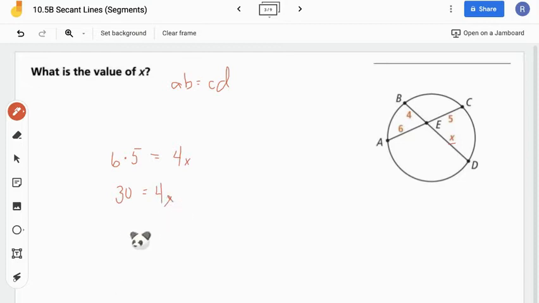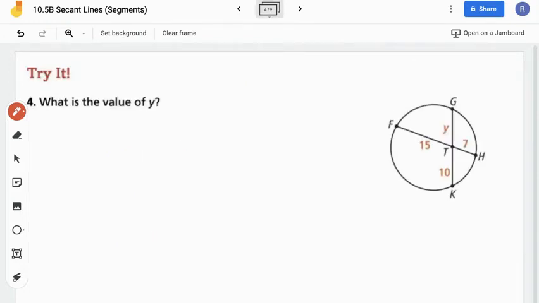Okay, I divide that on both sides, and we would find that x is equal to 7.5. Now, when you get to the end, you might want to just double check it, plug it in there, right? 7.5 times 4. Make sure that's equal to 5 times 6. But in this situation, it works, right? This was inside the circle, and so we use this equation here.